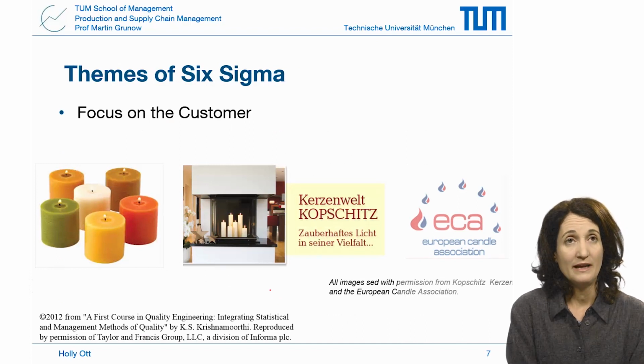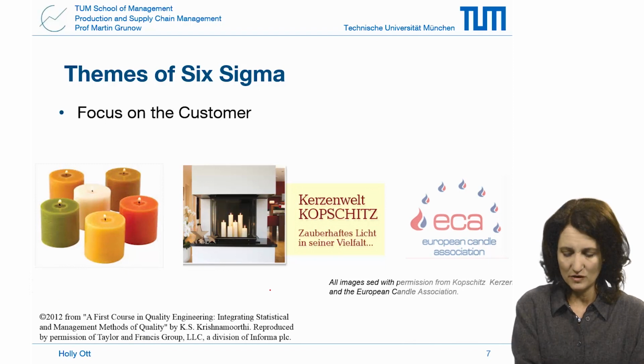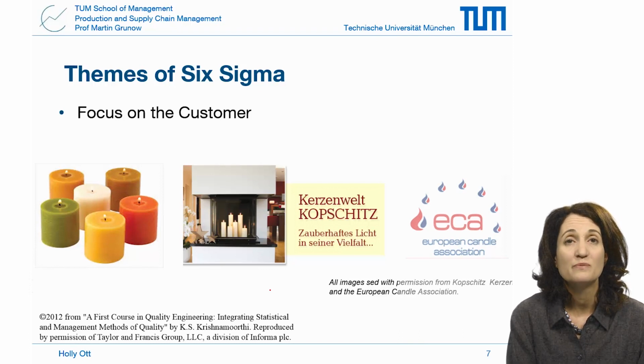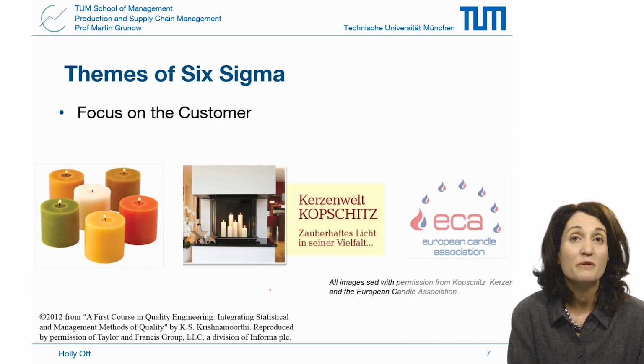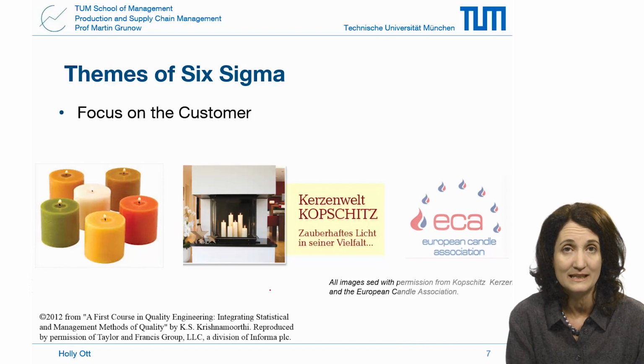So let's look now at the 6 main themes of Six Sigma. And again, this is from reference in our textbook. The first major theme is focus on the customer. The Six Sigma process begins with the measurement of customer satisfaction on a dynamic basis. And Six Sigma improvements are then evaluated based on how they impact the customer and the customer wants and needs.